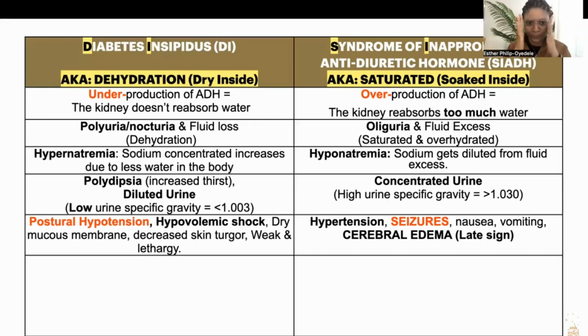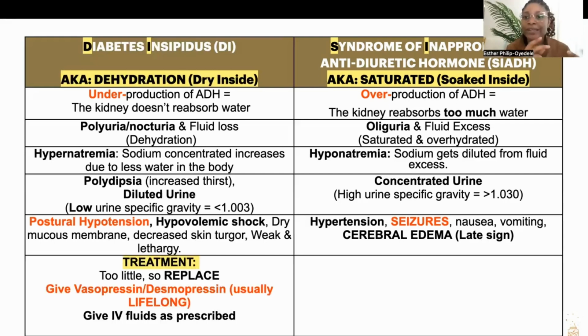All right. Let's talk about treatment. Before we talk about treatment, I want to remind you what's going on here. With diabetes insipidus, the problem is that this guy is not producing enough ADH. So again, when you don't produce enough of something, what do we do to fix it? We give it to you, okay? So diabetes insipidus is too little. We're going to fix it by replacing it, by giving it.